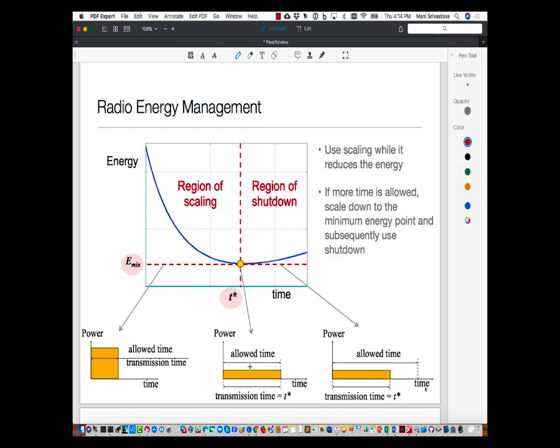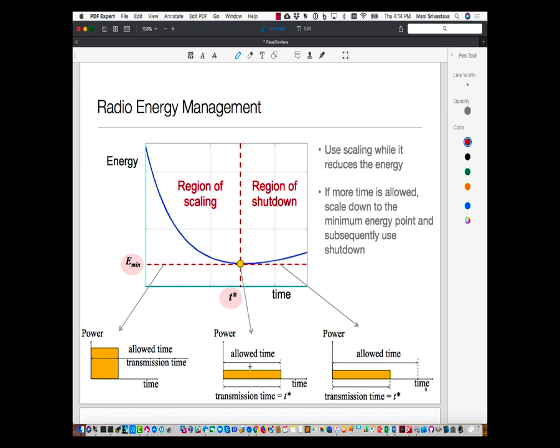So to the first order, your strategy is going to be shut things down, which means transmit as quickly as possible and then go to sleep. And we had a challenge that if the receiver is sleeping, how do we wake it up? We had looked at some protocols for doing that.